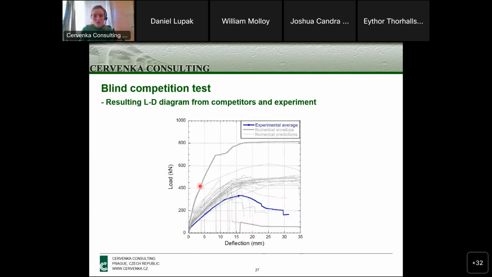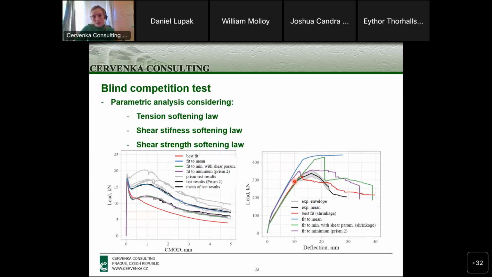It shows the result envelope from all the competitors. Here you can see the experimental average, and our prediction is somewhere in this area, like in most of the cases actually. And you can see that most of it was an overestimate of the actual experiment of the T-beam. So the authors of this paper were running the parametric analysis. They were considering different parameters for the material model to see why there was such an overestimate.